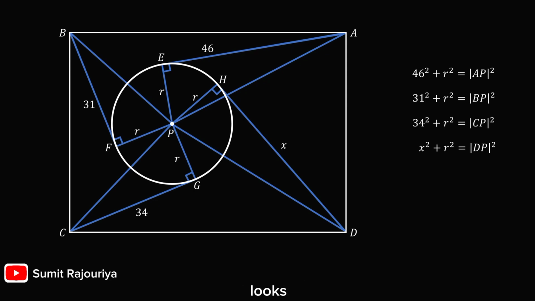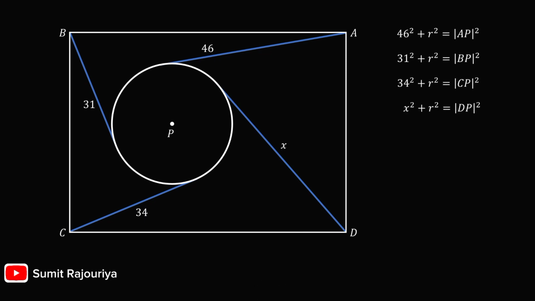So at first it looks like we've just made the problem more complicated. But we notice something. We have a pattern. On the right-hand side, we have the square of distances from each corner to the center of the circle. So let's see if we can work out a relationship between these squared distances.